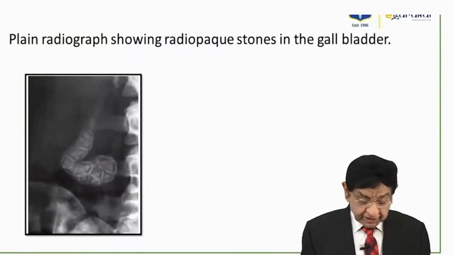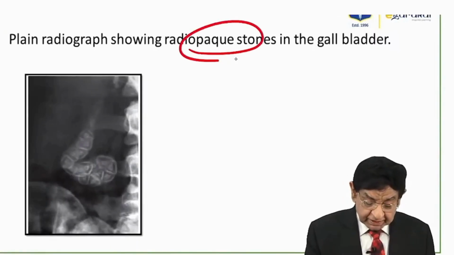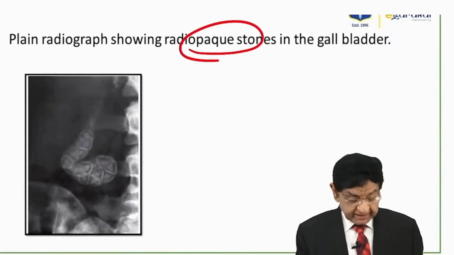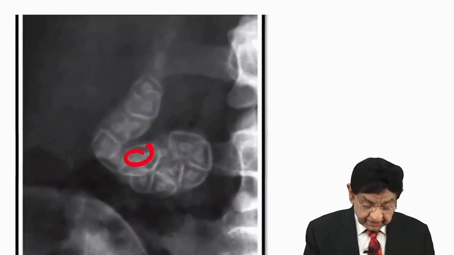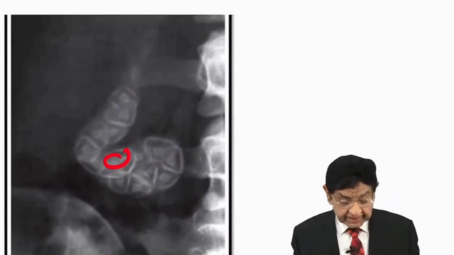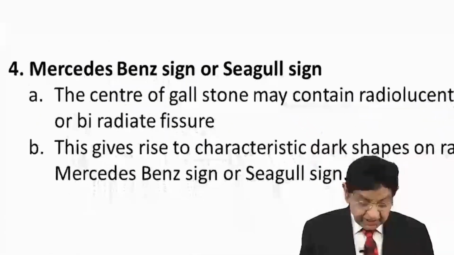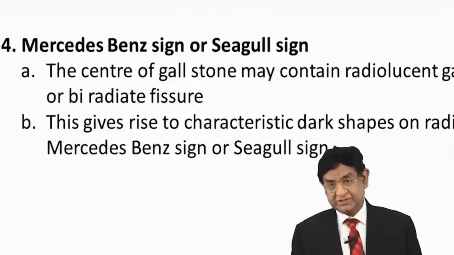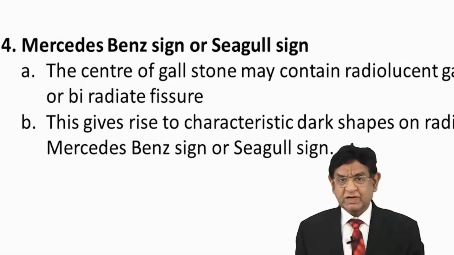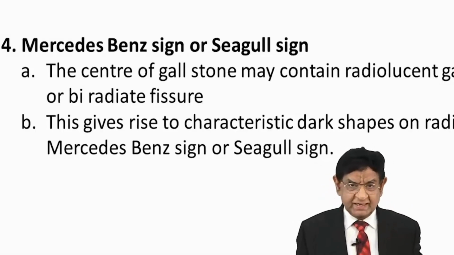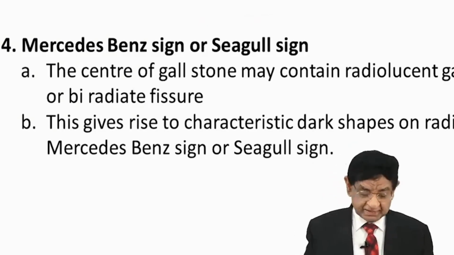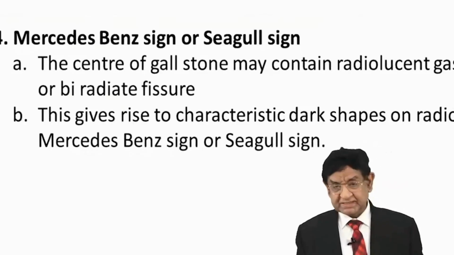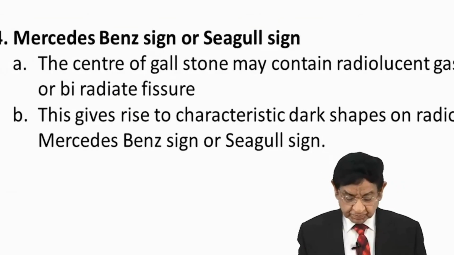So now you can see radio-opaque shadows. I told you the meaning of opaque means we can see. So you can very nicely see so many stones in the gallbladder. But what is more important, which is very commonly asked, still the favorite question: whenever the question is on the ultrasound, and we know very well that X-ray is not a very popular investigation, but in the exam they will talk about the Mercedes-Benz sign, so-called Siegel's sign.